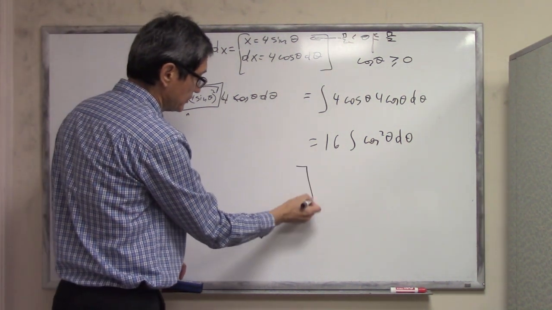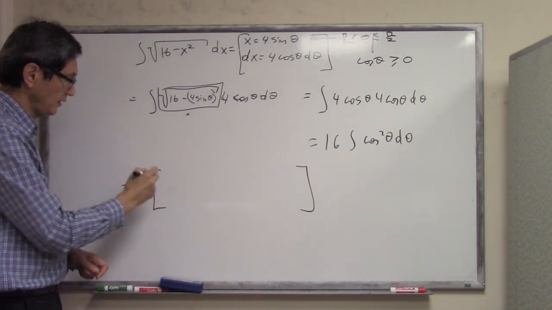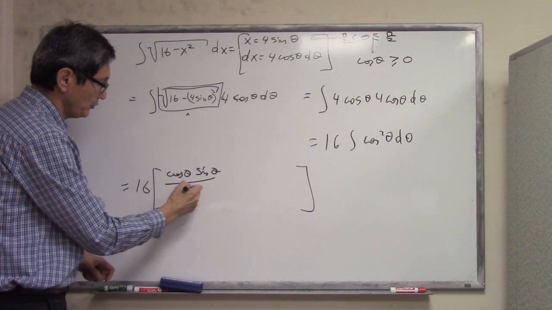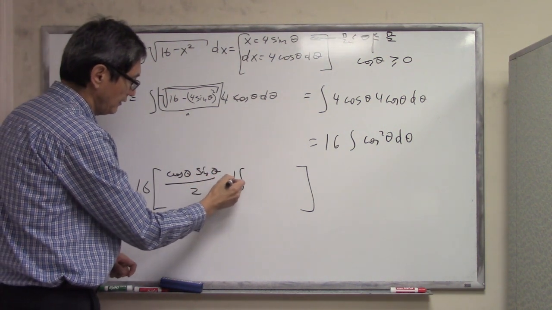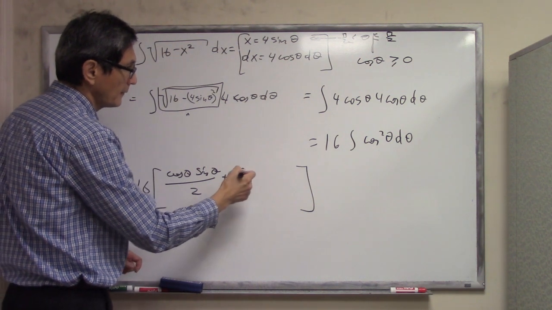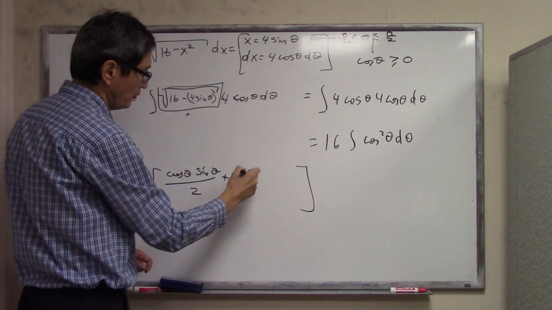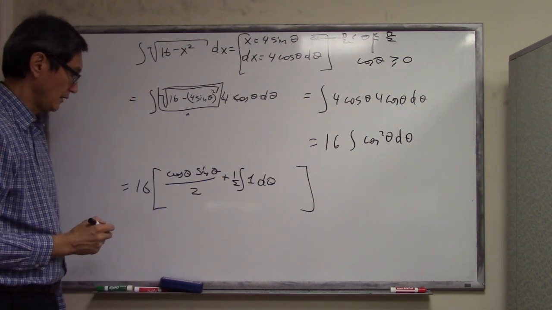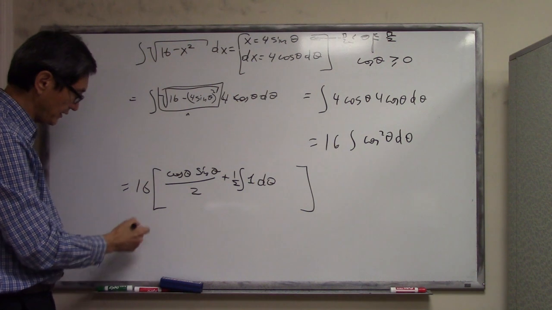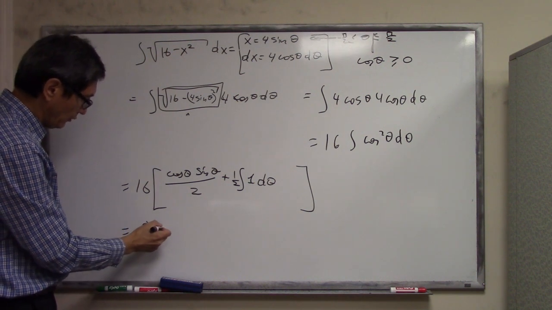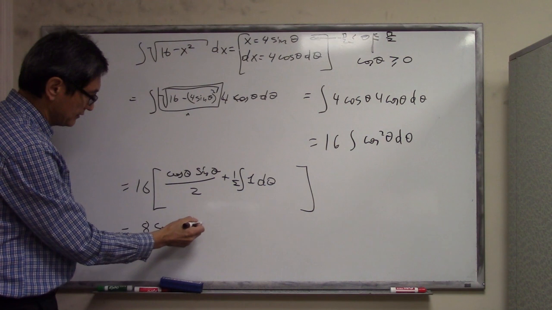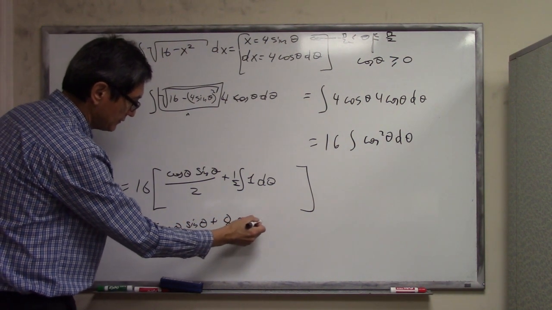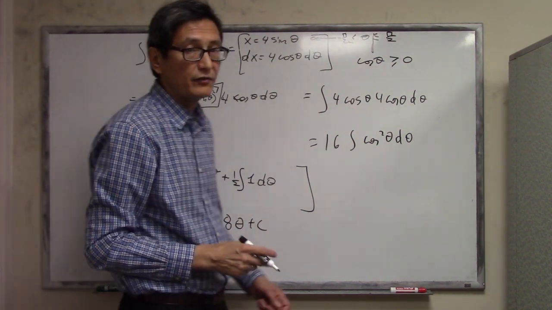If we apply the cosine reduction formula with n equals 2, we get 16 times cosine theta sine theta over 2 plus 1/2 times the integral of 1 d theta, since cosine to the 0 is 1. Distributing 16, we have 8 cosine theta sine theta plus 8 theta plus c. So we're done with integration.